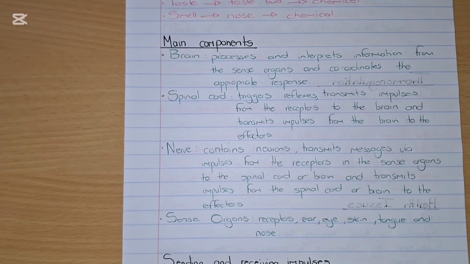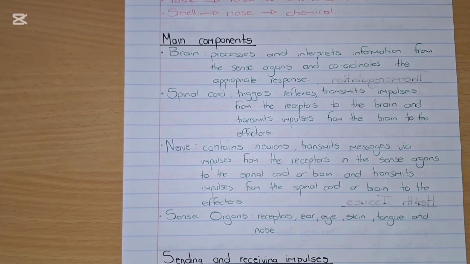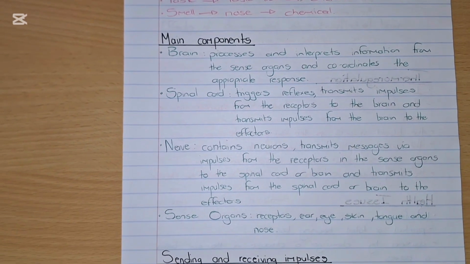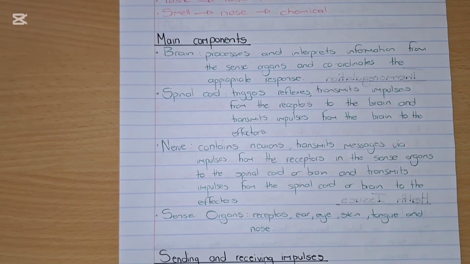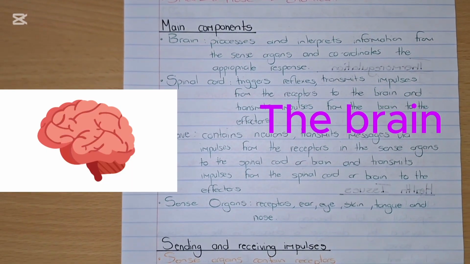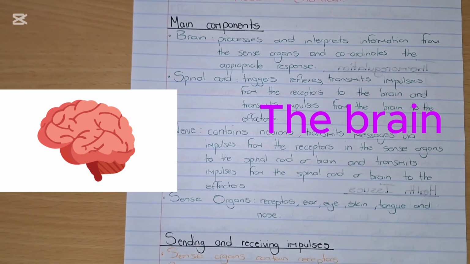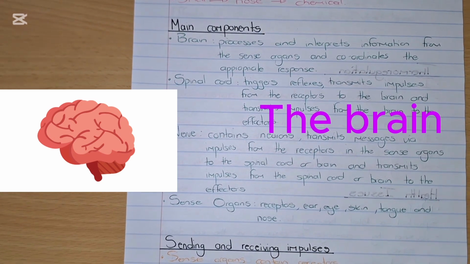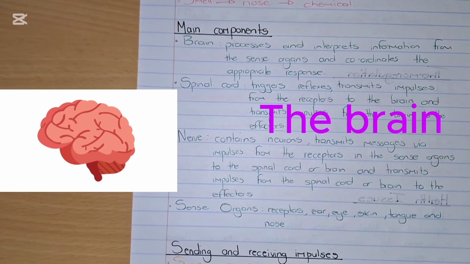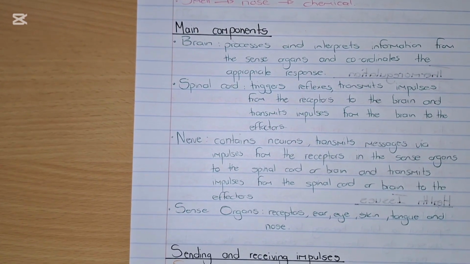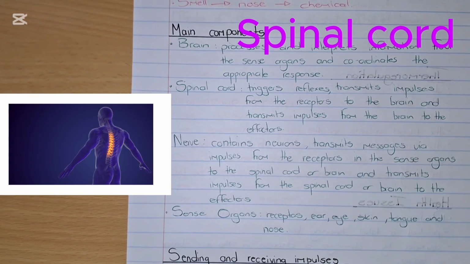Okay, so now we're going to be looking at the main components of the nervous system, and you would have to know the names of them, how to identify them, and basically what they do. Okay, so the first one we have is the brain. I'm sure you've heard of this before, and it processes and interprets information from the sense organs being your eyes, your ears, all of that, and coordinates the appropriate response. Okay, then we have the spinal cord, which triggers reflexes.